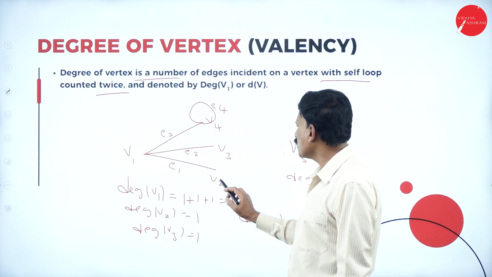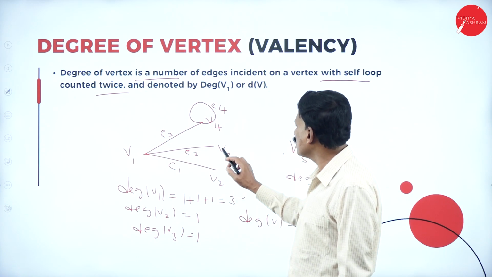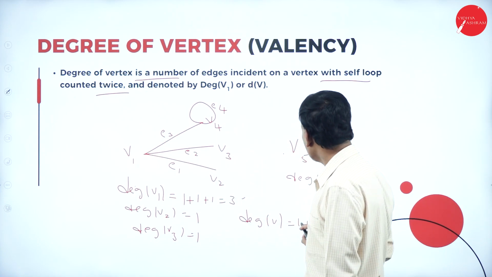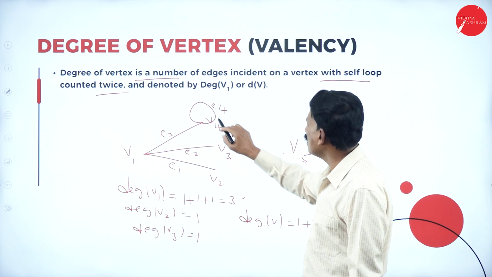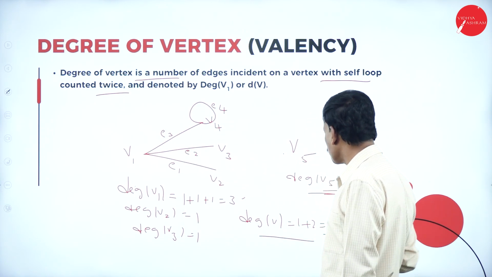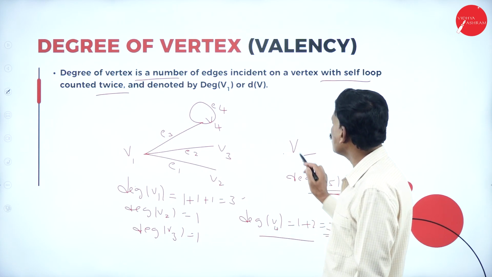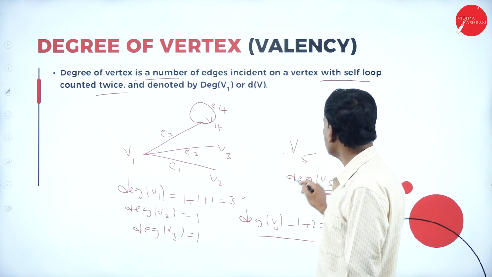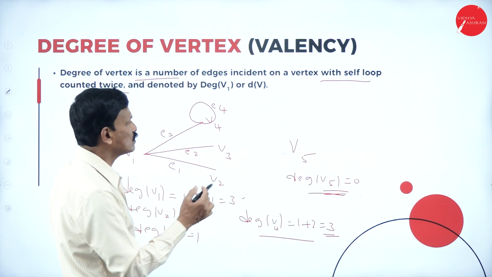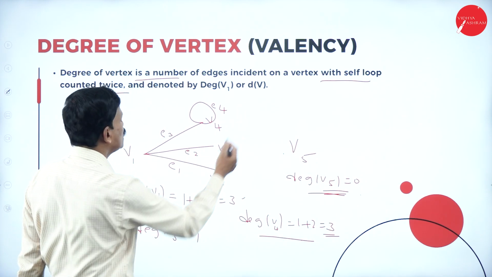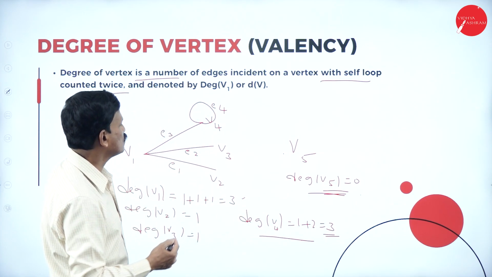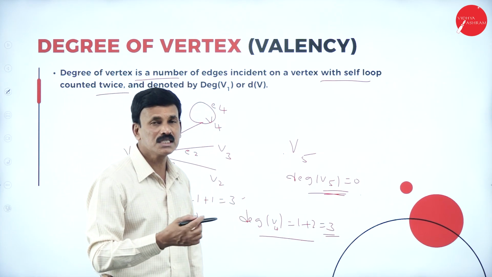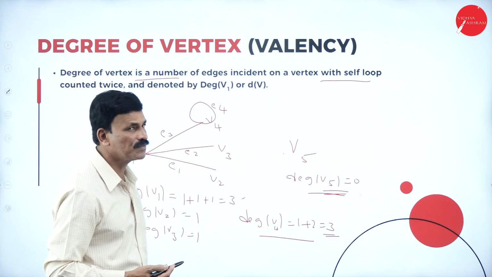There is no edge, therefore the degree of V2 is 1. Similarly, the degree of V3 is 1. Whereas if you come to V4, we have one vertex and one self loop. Therefore, the degree of V4 is equal to 1 plus 2, that's equal to 4. And the degree of V5: this vertex does not have any incident edge. There is no edge at all. So, therefore, the degree of V5 is equal to 0. This is an example for the degree of a vertex.